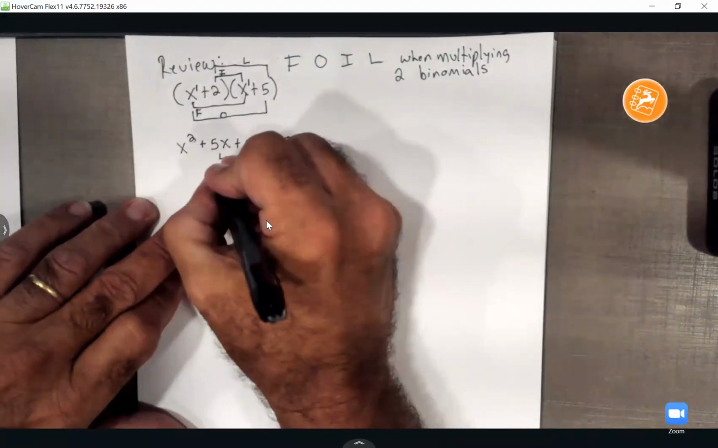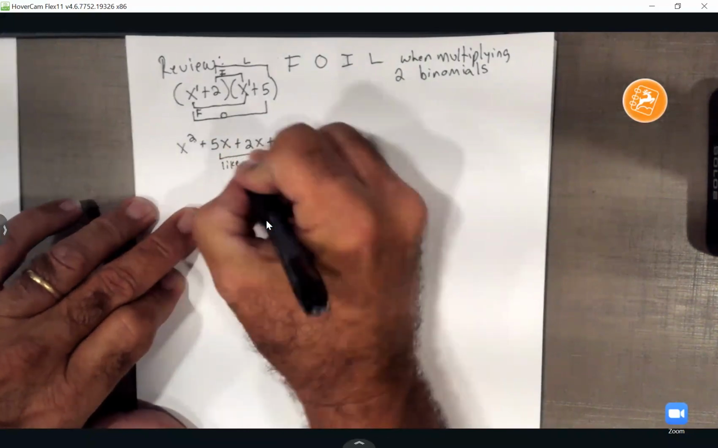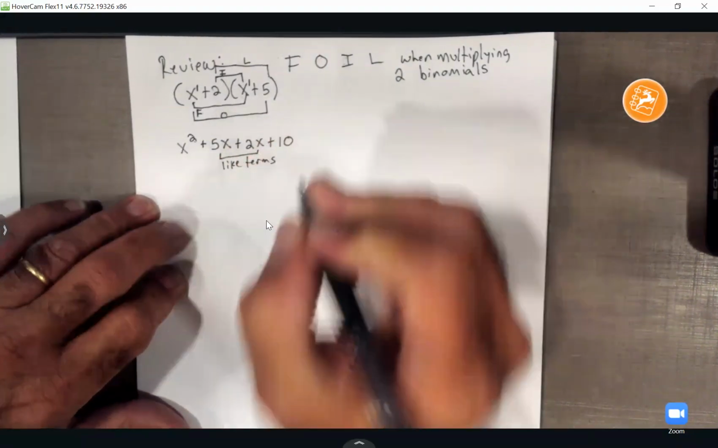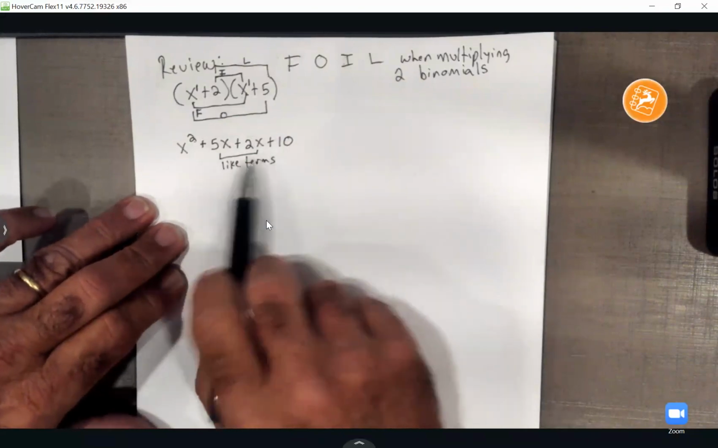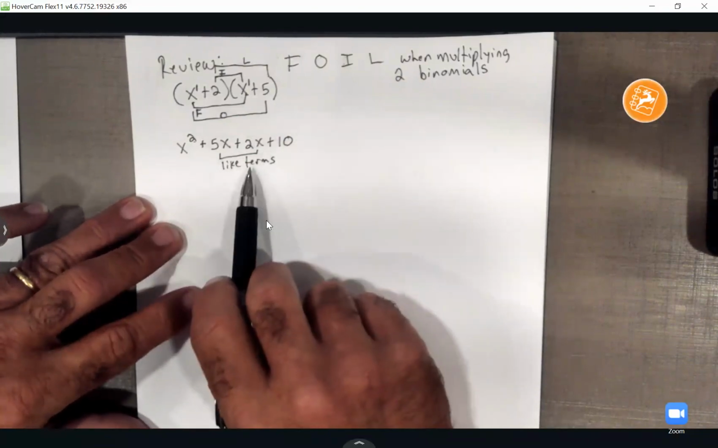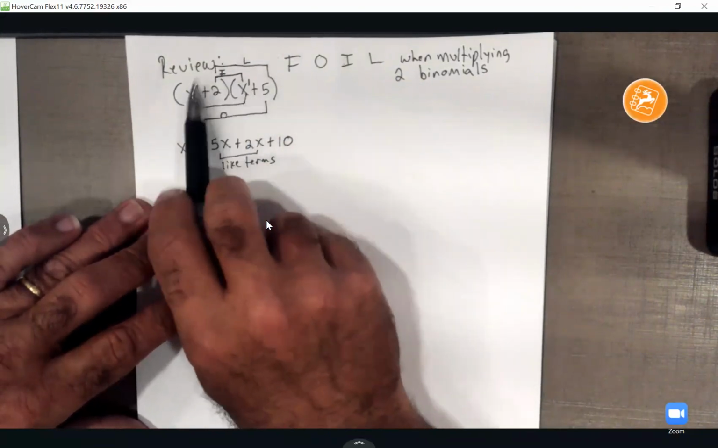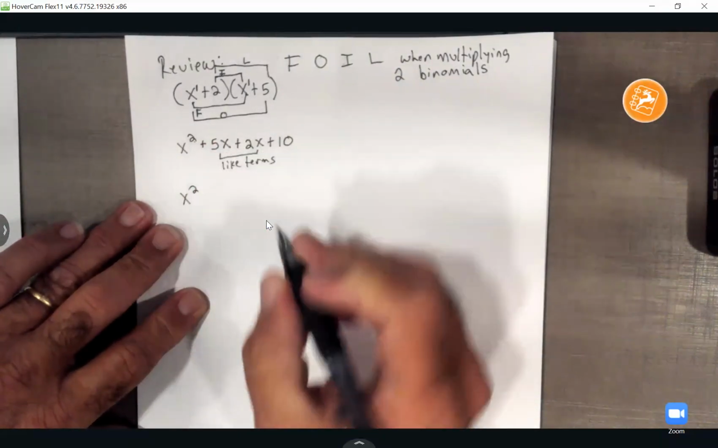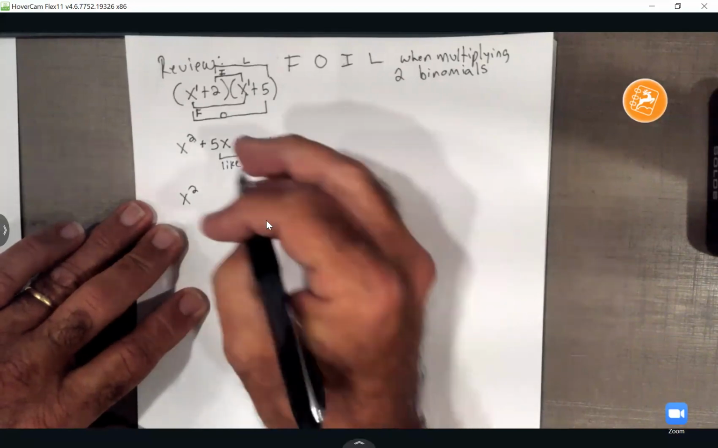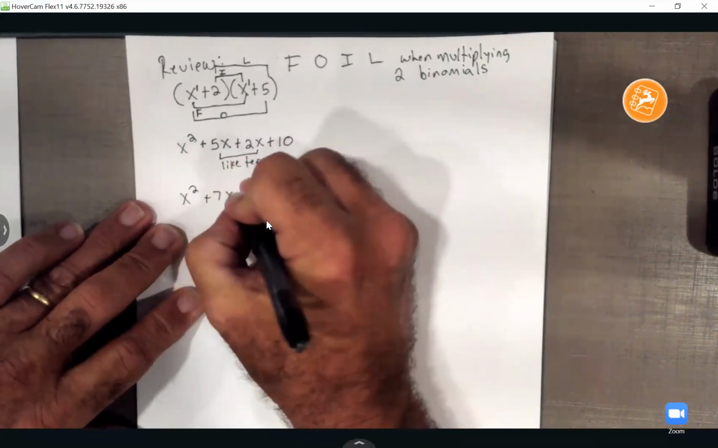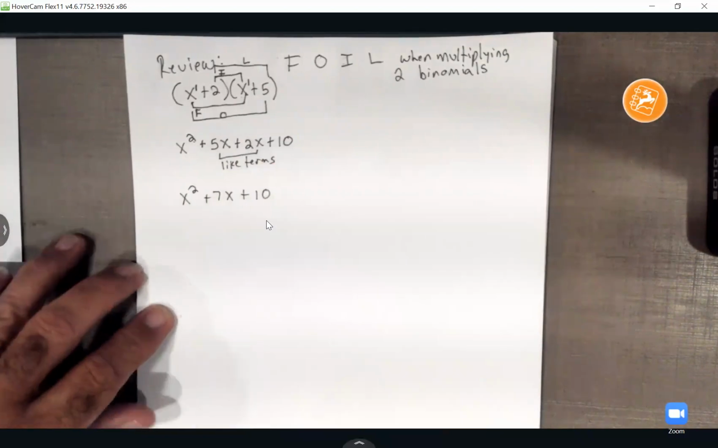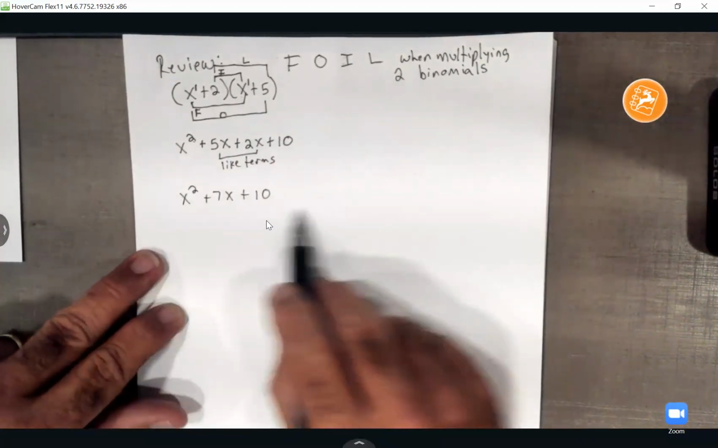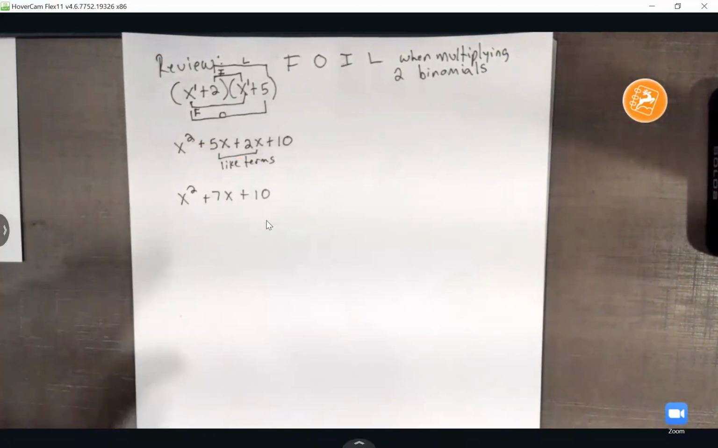5 and 2 in the middle, those are like terms. Now, I can't change the way variables look when we add and subtract, okay? The only time I can change them was up here when I multiply. So then just bring down the x squared. What's that? 5 and 2 give me 7 x's, plus my 10. At that point, we can't go no further. Final answer.